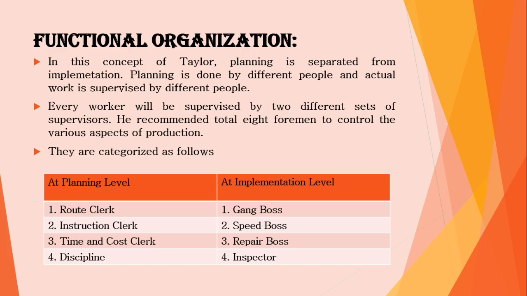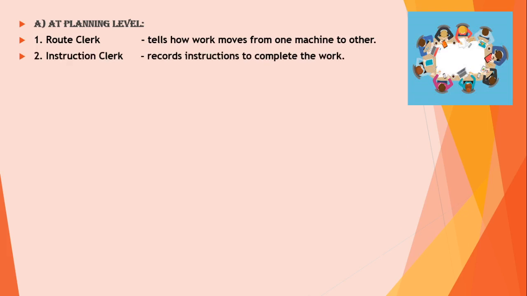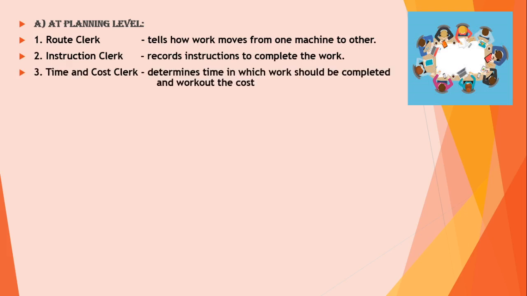Now let's see what these clerks are about. We'll see the planning level. The first one is a route clerk, who tells how work moves from one machine to another. Second is the instruction clerk, who records instructions to complete the work. Third, the time and cost clerk determines the time in which work should be completed and works out the cost. Fourth, discipline ensures that workers are working as per factory rules. This is at the planning level.